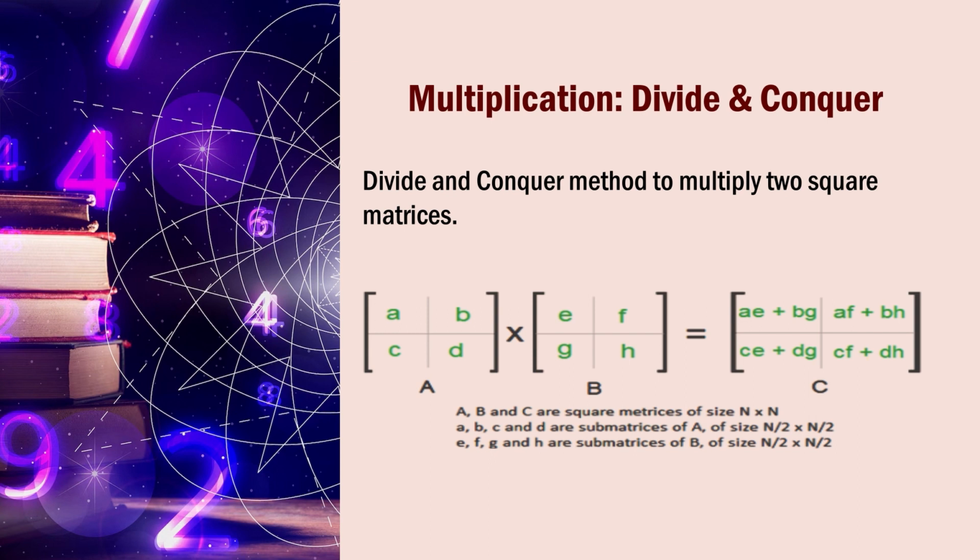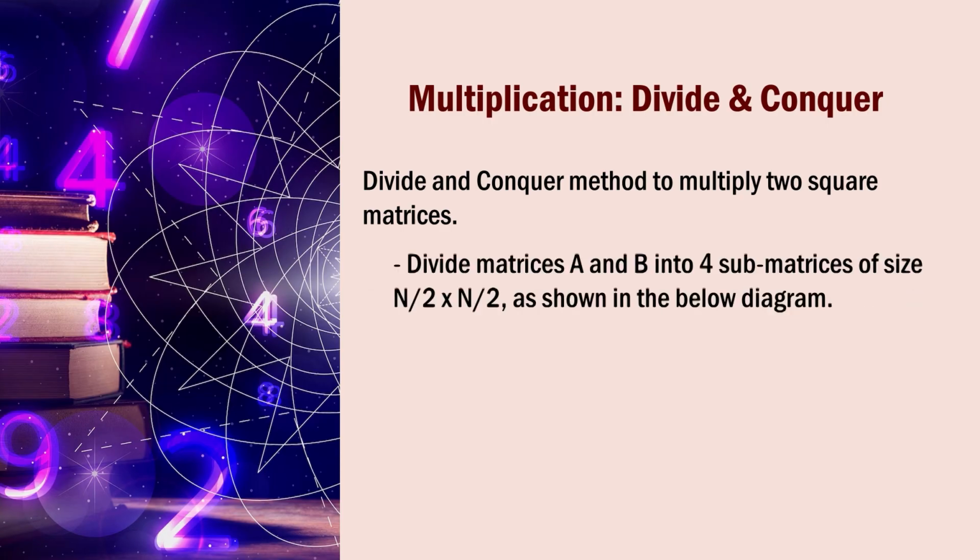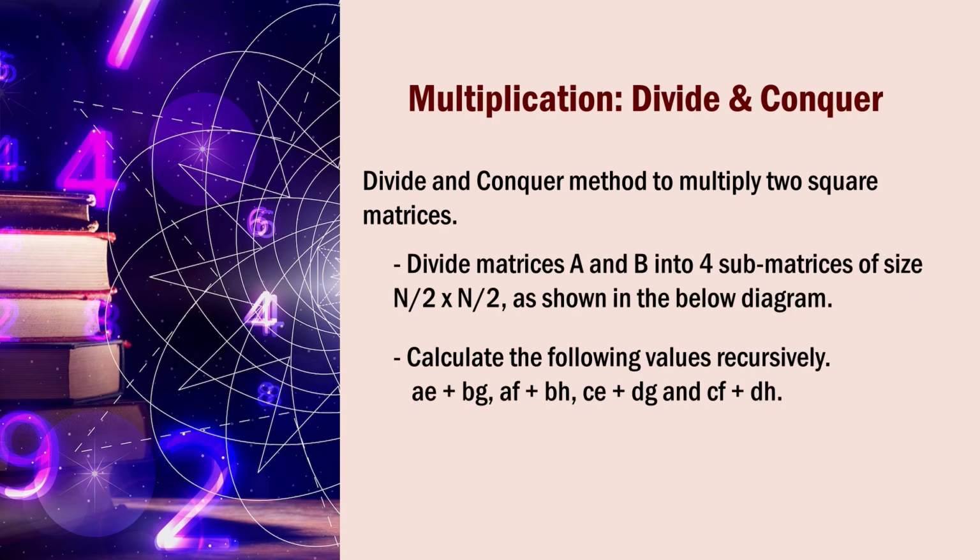We simply multiply, as in earlier cases, A into E, B into G, again A into F, B into H, similarly C into E, D into G, and C into F and D into H. This is the C matrix. It also has dimension n by 2, n by 2, because we want to multiply the n cross n matrix; the first step reduces it to n by 2, n by 2, and the next step will reduce it to n by 4, n by 4.